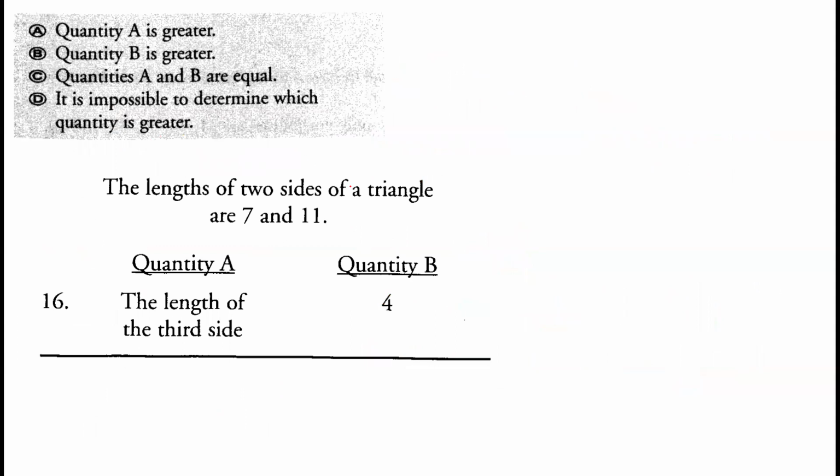Now the lengths of two sides of a triangle are 7 and 11. So we need to understand if we have two sides.